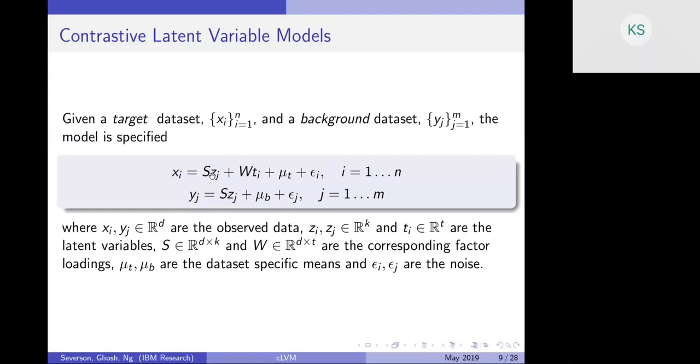Here, the dimensionality of Z_i and Z_j is the same, and we have the ability to choose the dimensionality of T_i. In both cases, those values will be less than D, and the dimensionality K plus T also will be less than D.